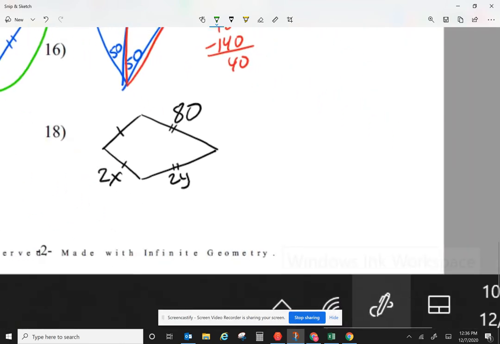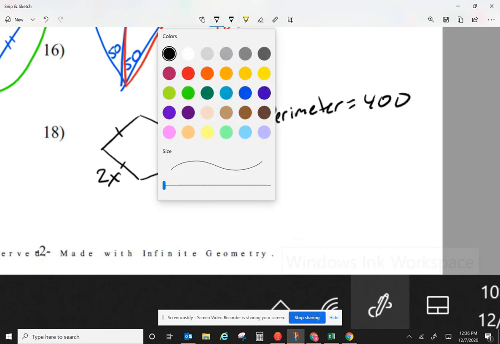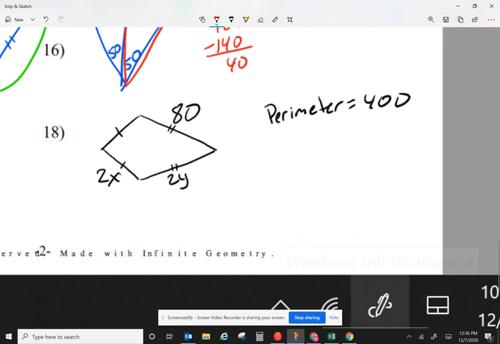Now, for this other one here, I need a perimeter. Let's say my perimeter here, I forgot to add perimeter. Let's say perimeter is 400. Sometimes I might need my perimeter, sometimes I might not. If I'm looking to solve for y, I know this segment is 2y. This segment here is 80. So if I want to solve for y, I'm just going to say 2y equals 80. Then we can agree y equals 40. I don't need to know perimeter there.